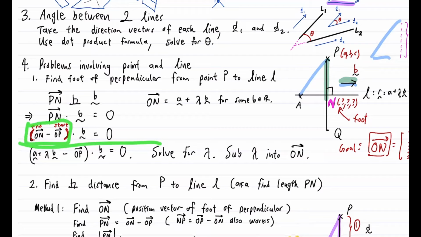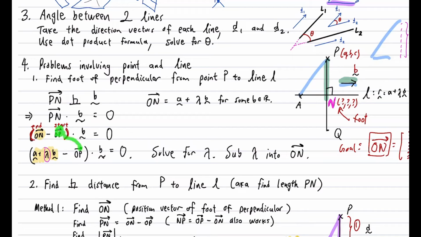Okay, we reach (ON − OP) dot with vector B already. We don't know what ON is, our goal, but what we know is that point N lies on the line, correct? So that means I can replace this vector r with ON for some lambda. A specific value of lambda you substitute in will convert this vector r into vector ON. So I can substitute the ON over here with a + λb, the equation of the line, but with a specific value of lambda.